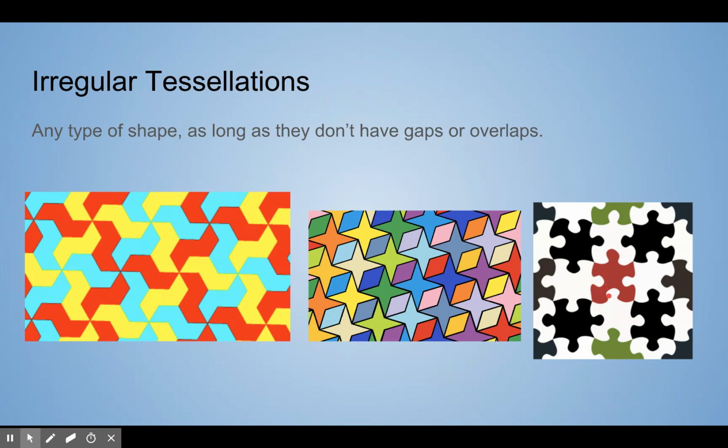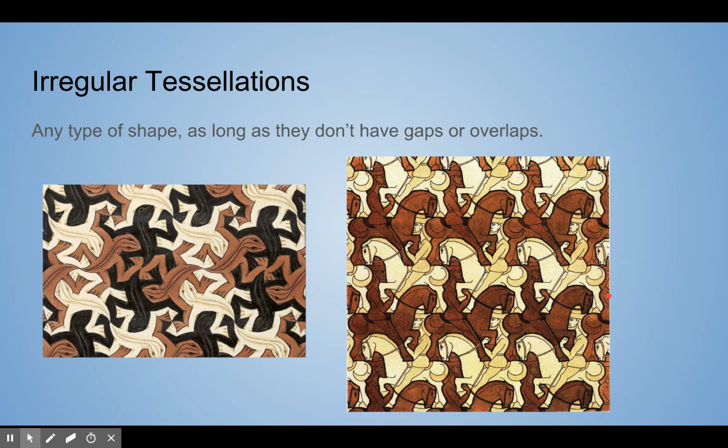You can even take inspiration from Escher, who is a well-known artist, usually known for art that has visual tricks. But this is another thing that he is famous for, where he has made some really interesting tessellations using animals or other simple shapes.